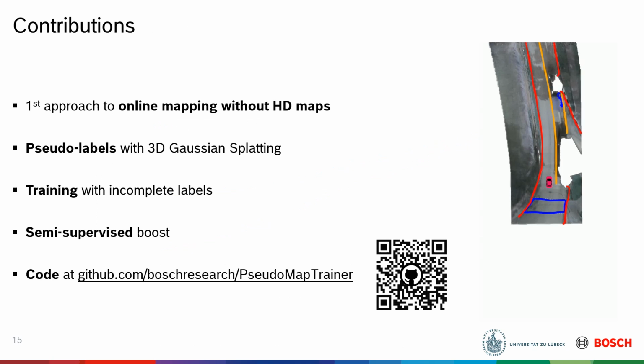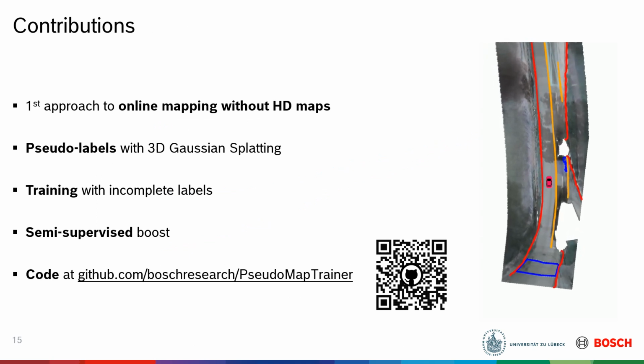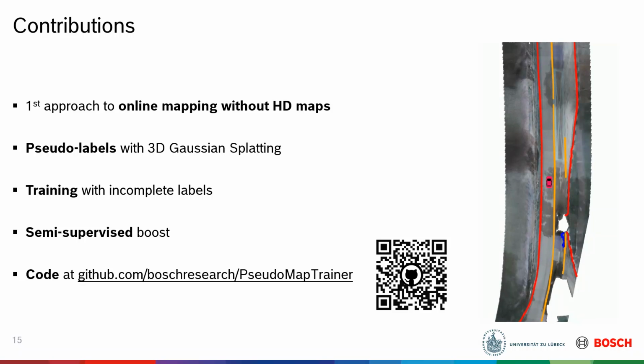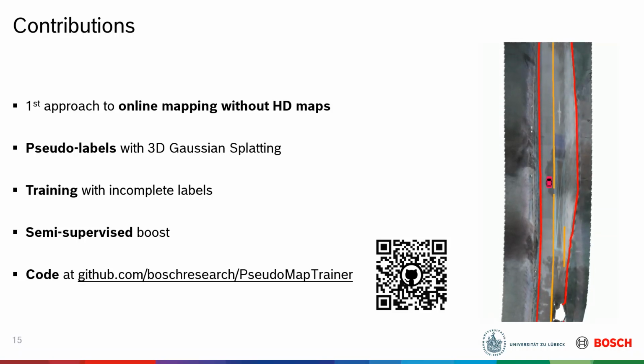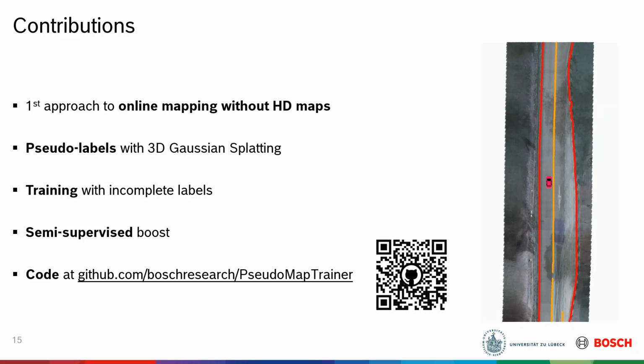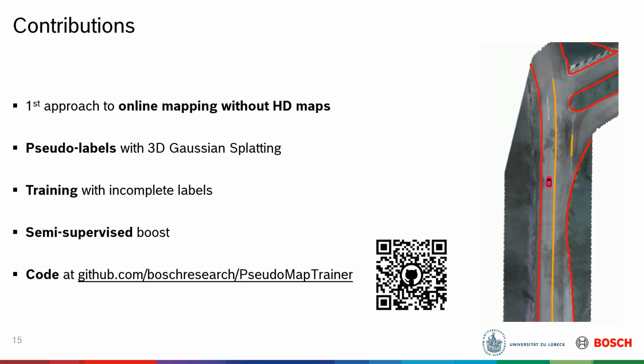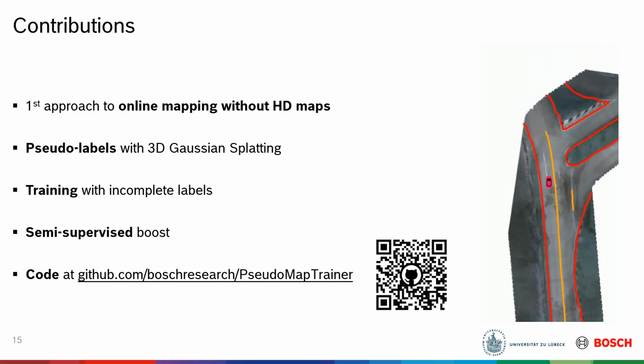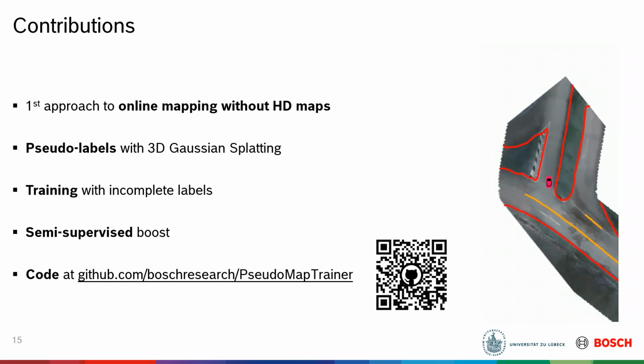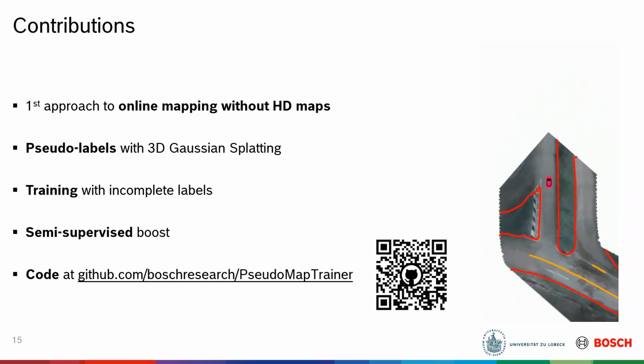In summary, we present the first method for vectorized online mapping without any ground truth HD maps. We generate pseudo-labels via 3D Gaussian splatting and introduce a mask-aware loss for robust training. Our pseudo-labels also improve performance in semi-supervised settings.